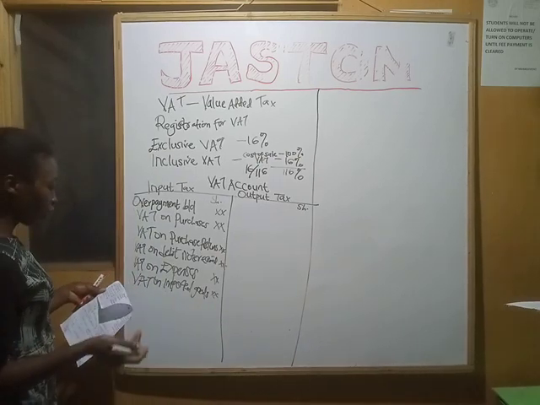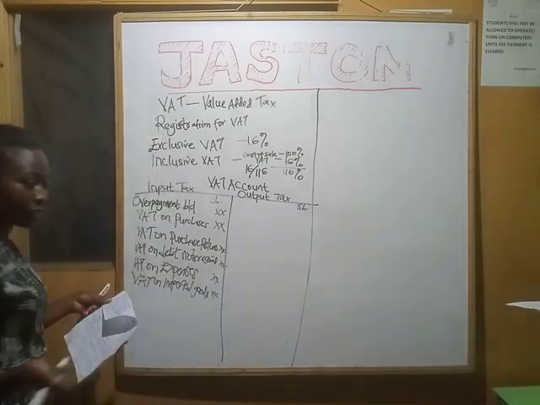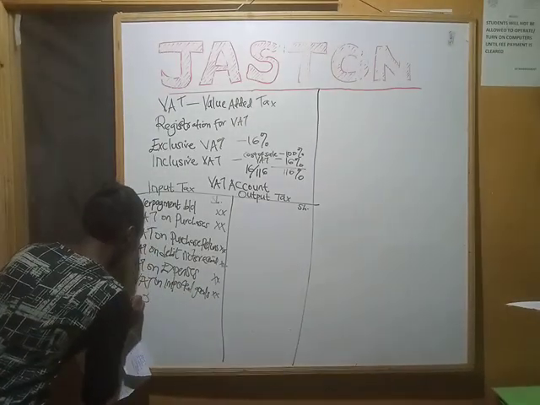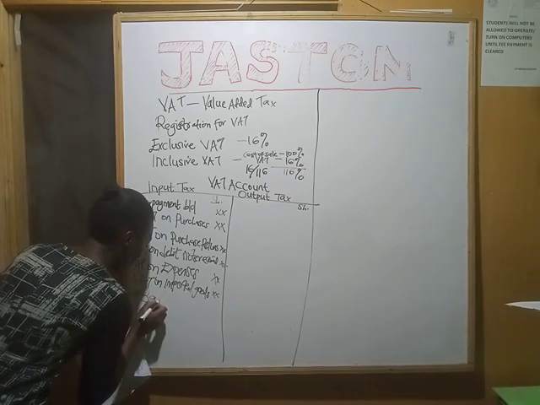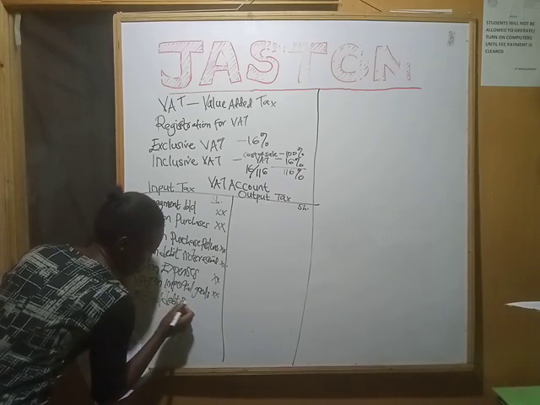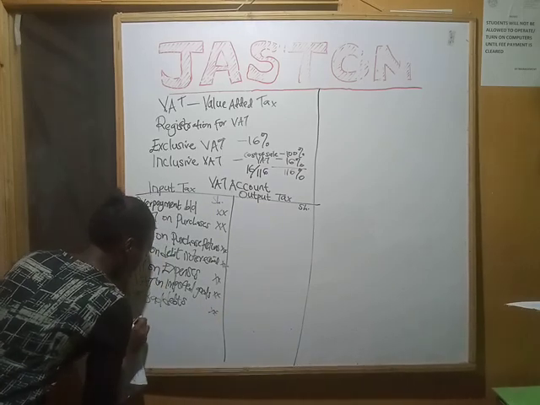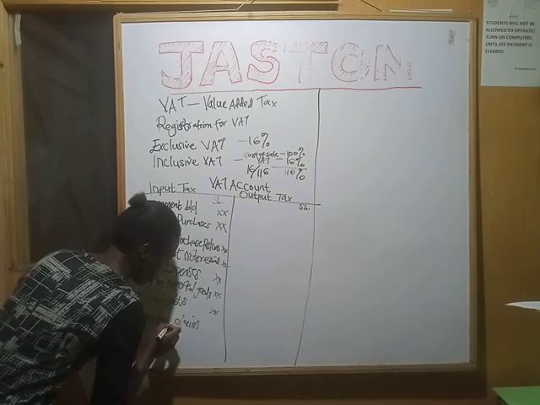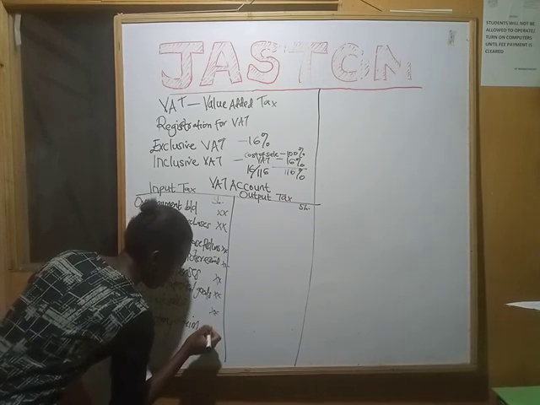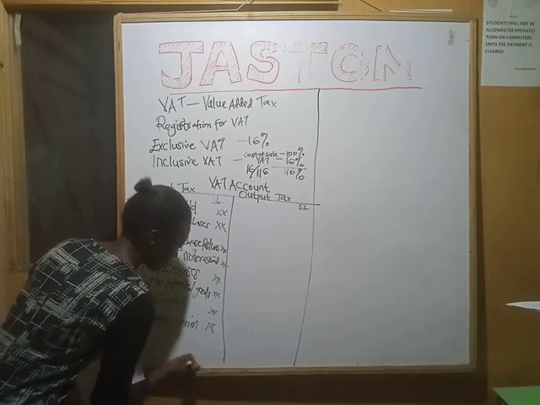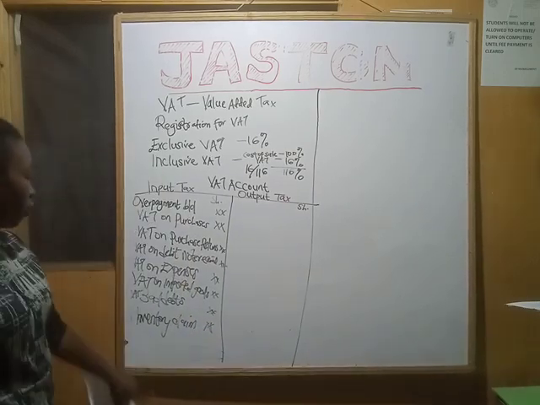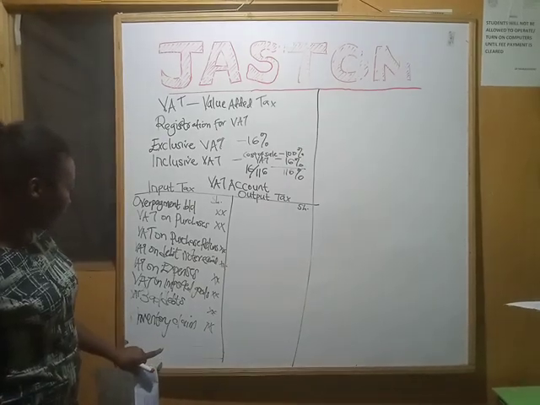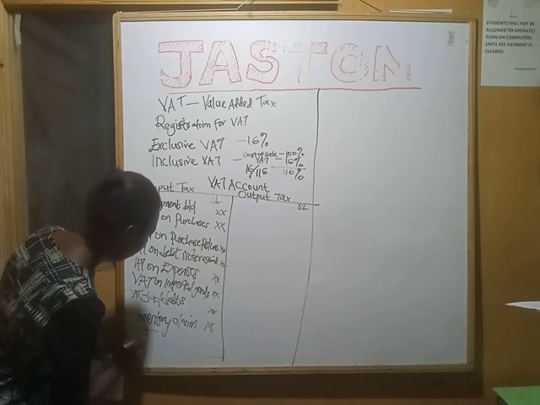We also have VAT on bad debts, the payment of bad debts, and the inventory claim. Here, inventory claim, or the inventory carried down claim, on this side. So on this side, on the input side of the tax, we are going to have the tax payable.